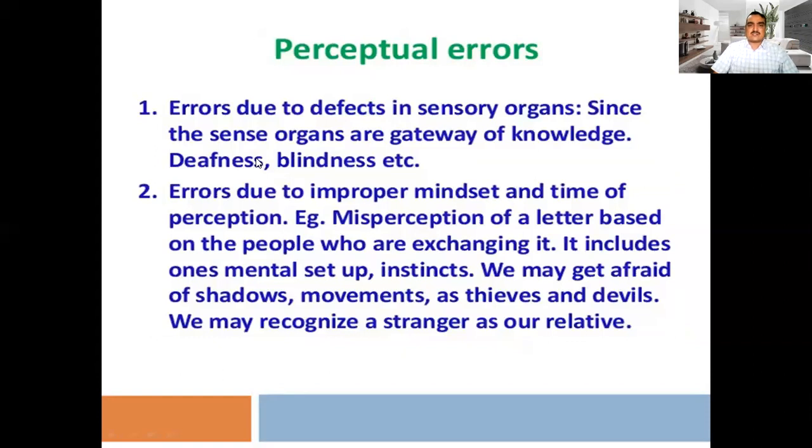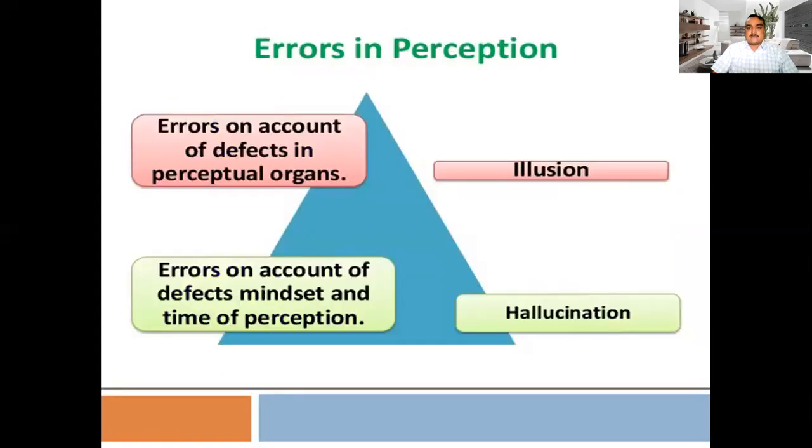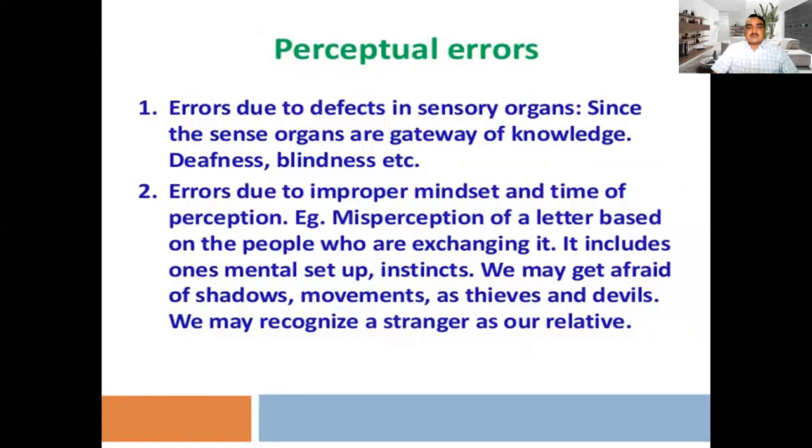Errors due to defects in sensory organs, the first one, is known as illusion. Since the sense organs are the gateway of knowledge, if due to deafness or blindness we are unable to get the information, that is illusion. If errors are due to improper mindset and time of perception, then it is a misunderstanding or misperception, based on the people who are involved. It includes one's mental setup and instincts.